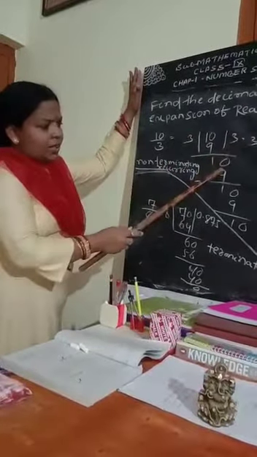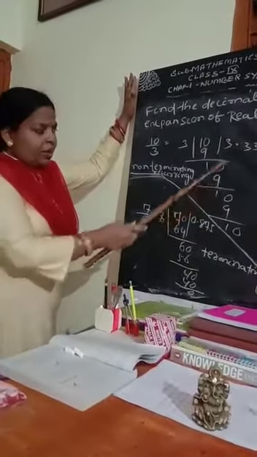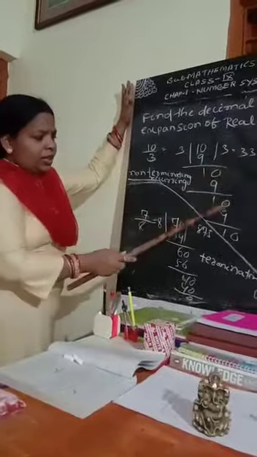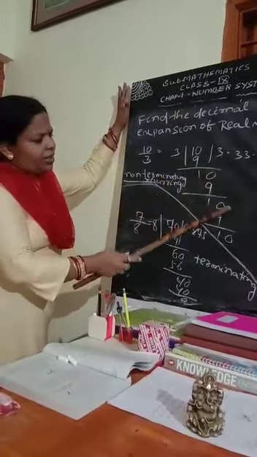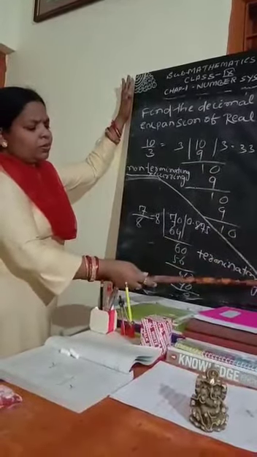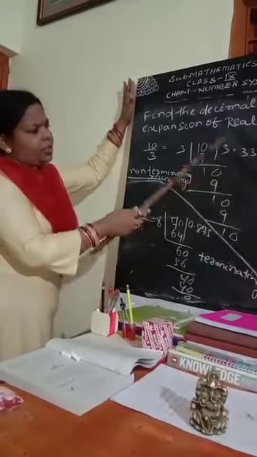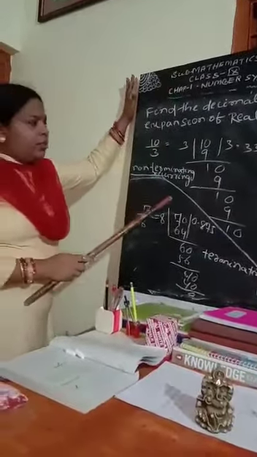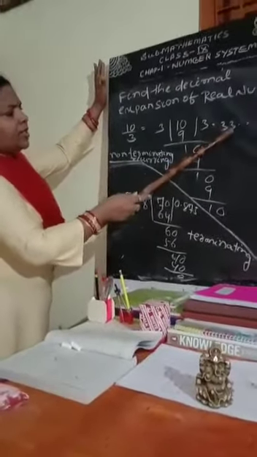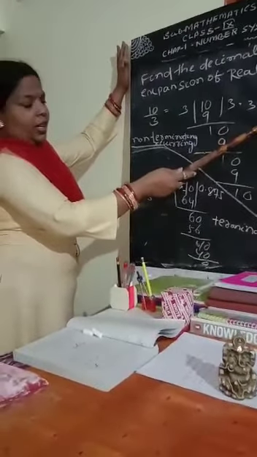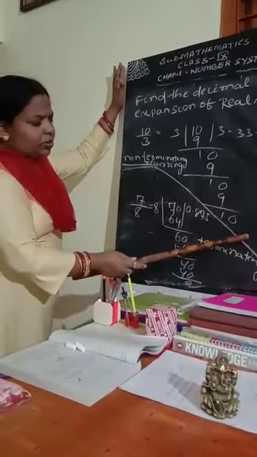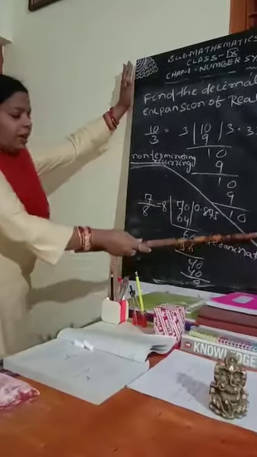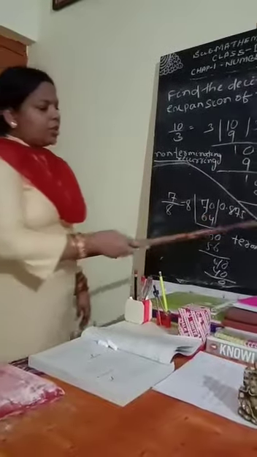3 3 is a 9 again. Then remainder 1. 0 continue. 3 9. Then 1 0 continue. If you continue this process up to infinity, this process will also be continued. And here 3 is recurring. 3 is recurring. That means there is no remainder as 0. So it is not terminating.